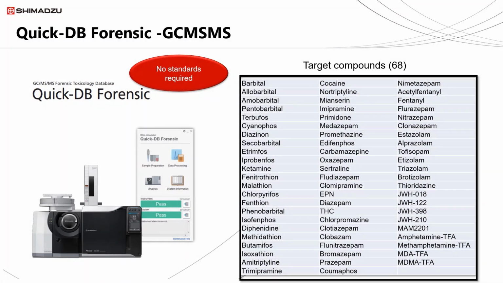Going ahead with the QuickDB Forensic GCMS/MS based database. The GCMS QuickDB Forensic database includes information for sample preparation, analysis, and data processing of 68 toxicological drug components, which are common in toxicological cases. Again, here the simple QuEChERS method is used for sample preparation. As I said, even first-time users can prepare samples and do the analysis. In addition to analytical conditions such as optimized MRM transitions, the database also includes retention indices, calibration curve information, and other data for data processing parameters as well.